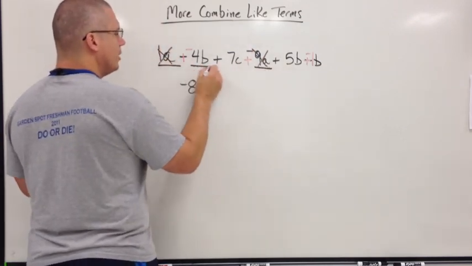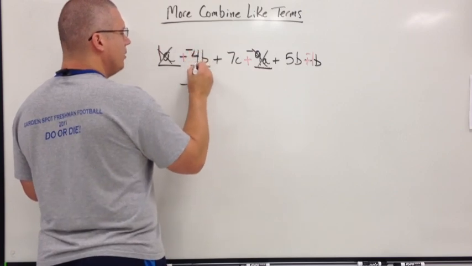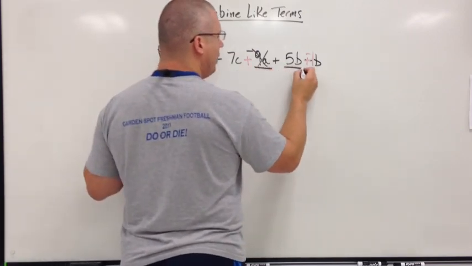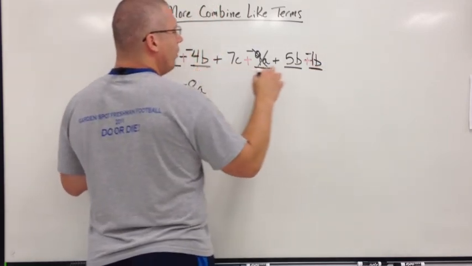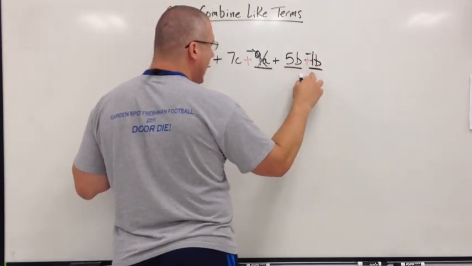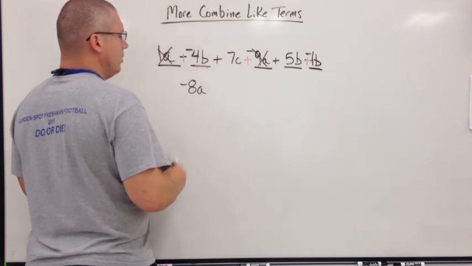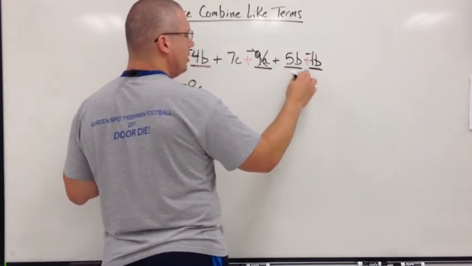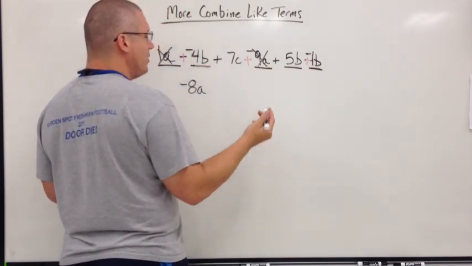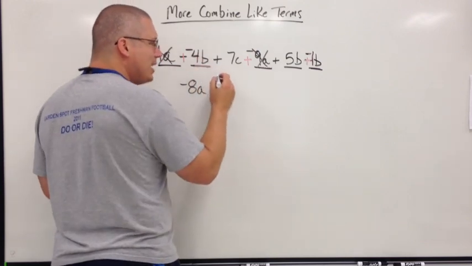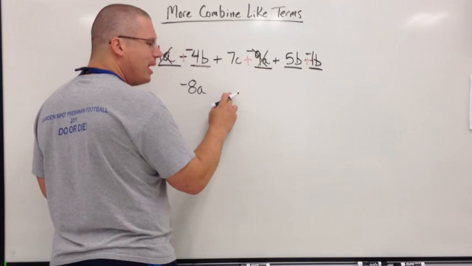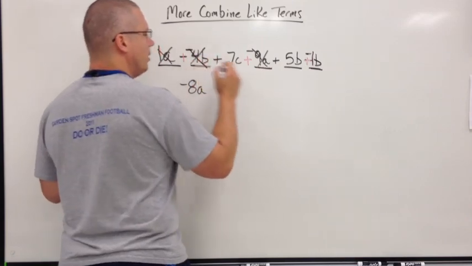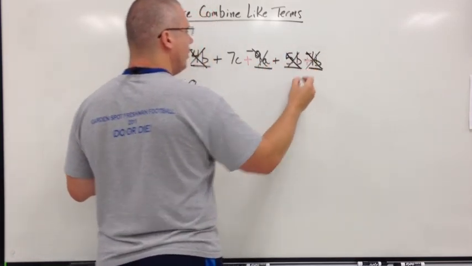Let's go to B's. I have -4 here. I have 5 here. I have a -1 here. -4 plus 5 plus -1. Okay, -4 plus -1 is -5 plus 5 is 0. The B's actually cancel out to nothing. Do I need to write 0B? No. They're worth nothing. I don't need to write them at all.